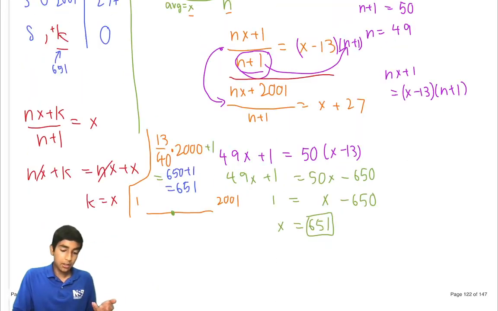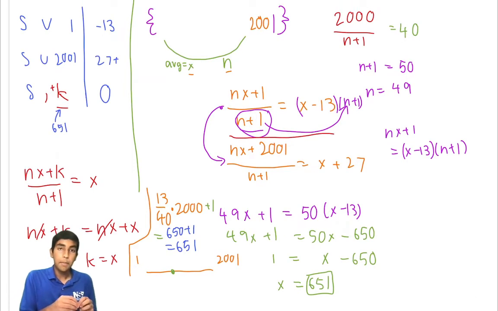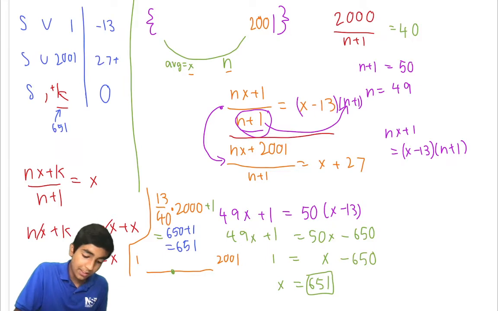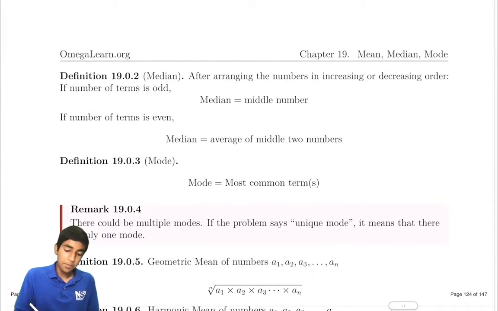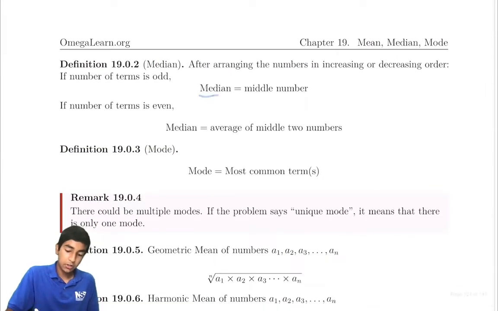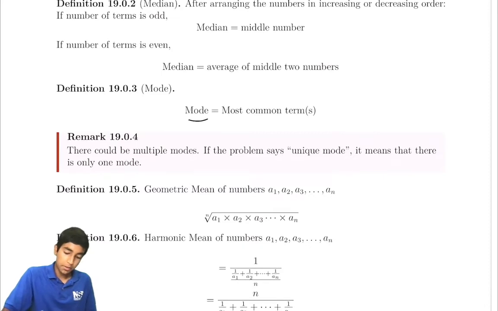The reason we knew this is because we just took the value that's 13 over 40 in between these two values to get a value that was 0 over here, unchanged the mean, and not minus 13 or plus 27. Okay, so now you probably know that the median is just the middle number, or the average of the two middle numbers if the number of terms is even, and the mode is the most common term.